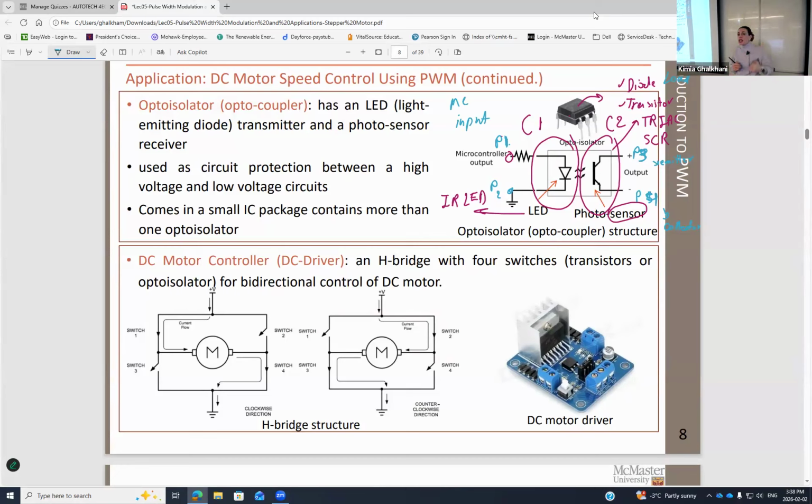Therefore, anything coming from the microcontroller is coming in the format of an input signal going to this LED in here, not emitter. This LED generates some light inside, and then the photosensor, this part, has the ability to detect that light and accordingly come up with some output on the DC motor.